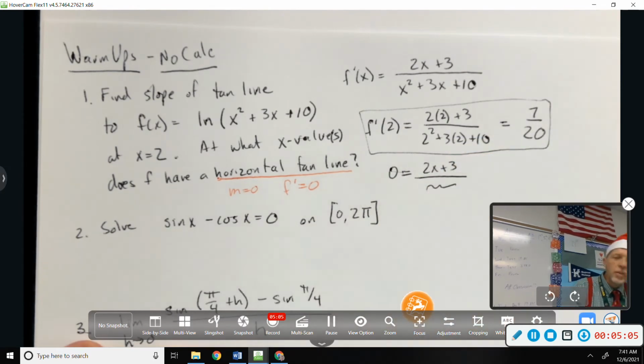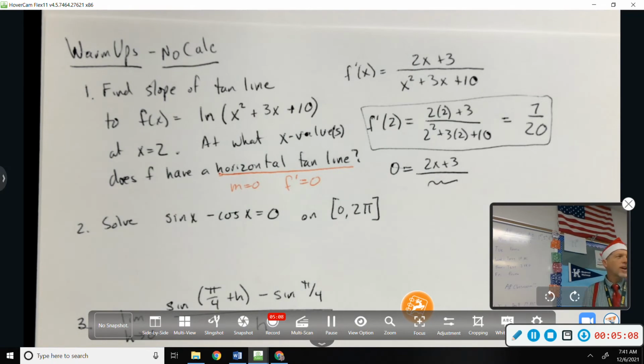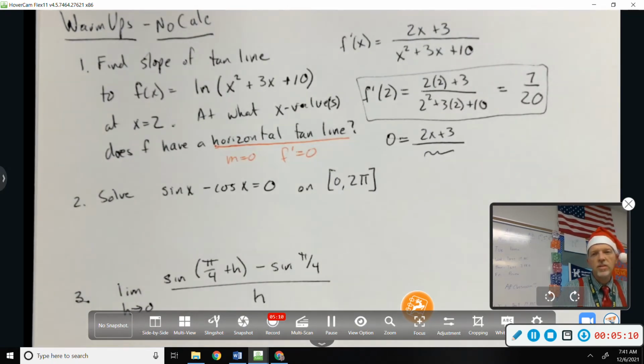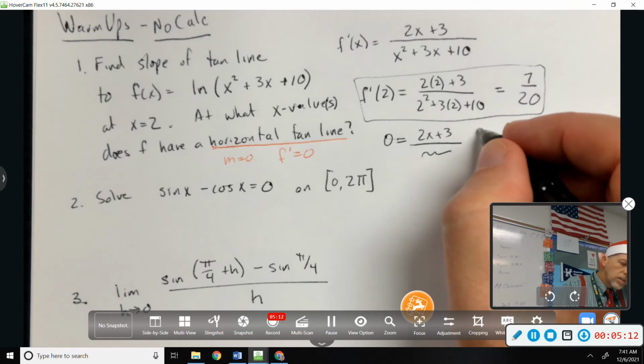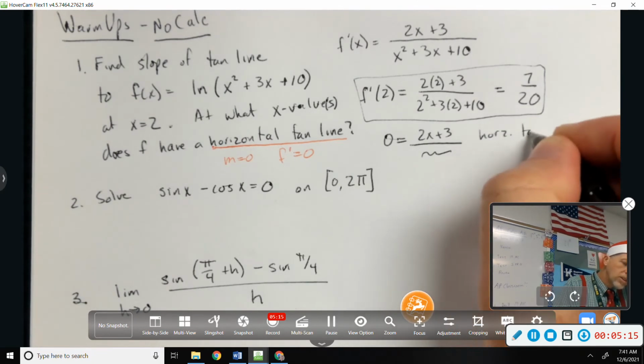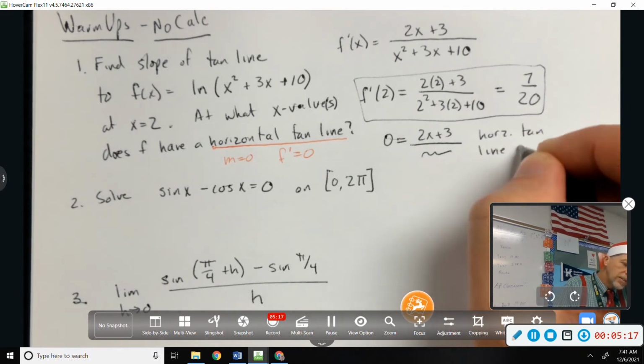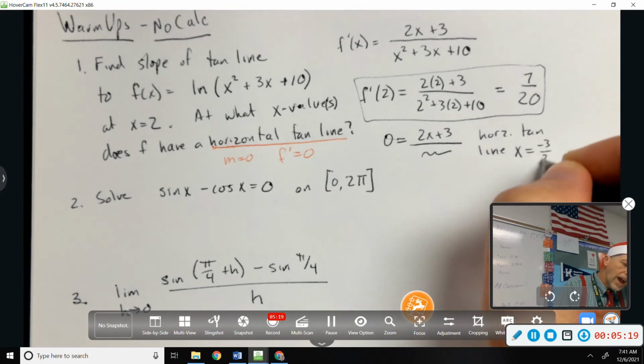But the bottom doesn't really even matter, right? Because for a fraction to be 0, the only way that happens is if the top is 0. So there's a horizontal tangent line at x equals -3/2.